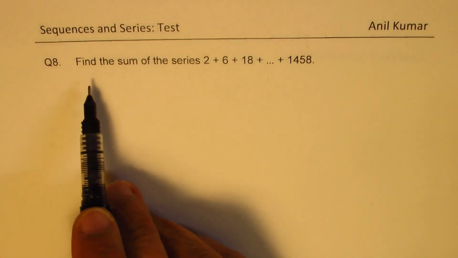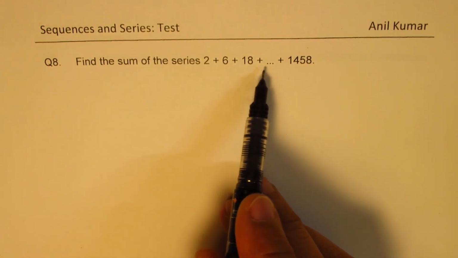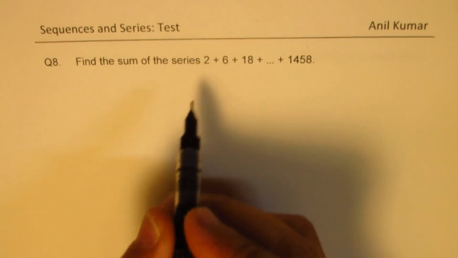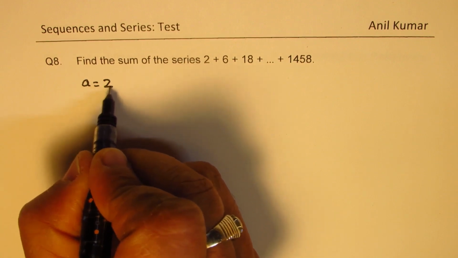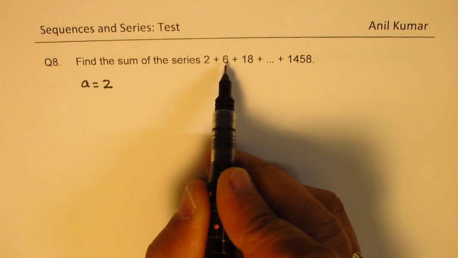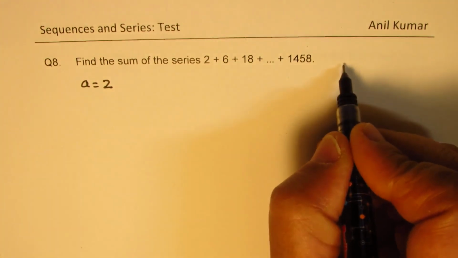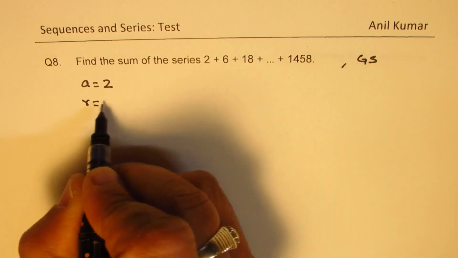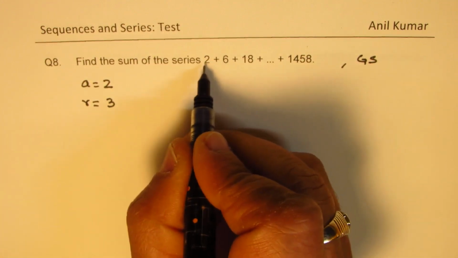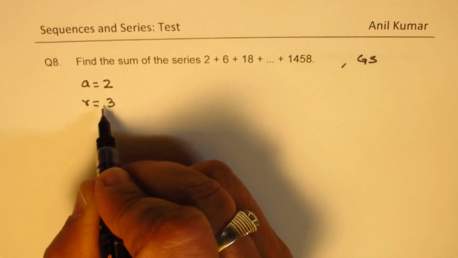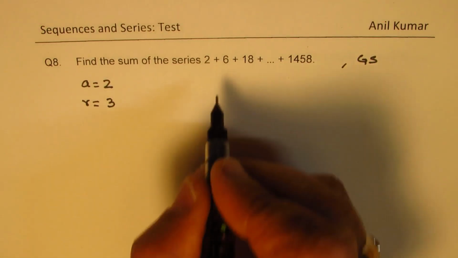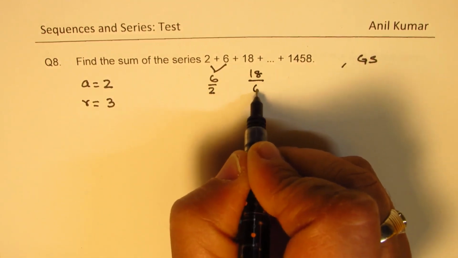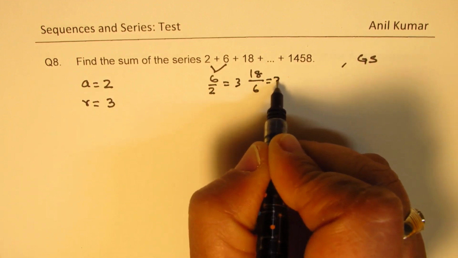Question number 8. Find the sum of the series 2 plus 6 plus 18 plus so on till 1458. So the first thing is to identify the series. We can see that the first term A is 2. Now how do we get the next term? Times 3, right? So it is a geometric series, where we have the first term as 2 and it is multiplied by 3 each time. So 6 divided by 2 and 18 divided by 6 give R, which is equal to 3. All are equal to 3, right?